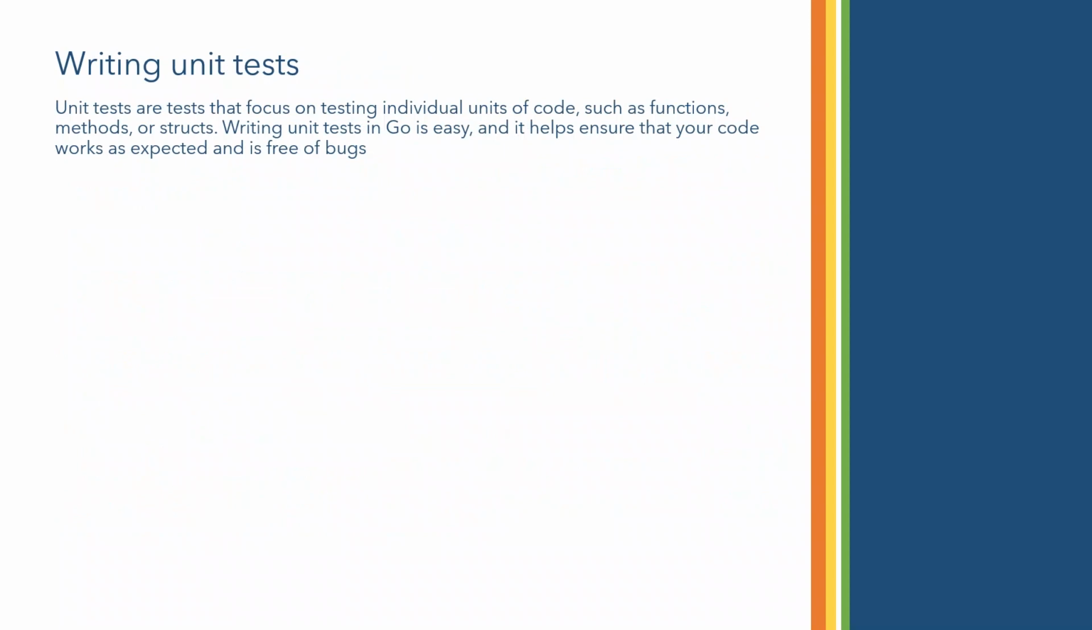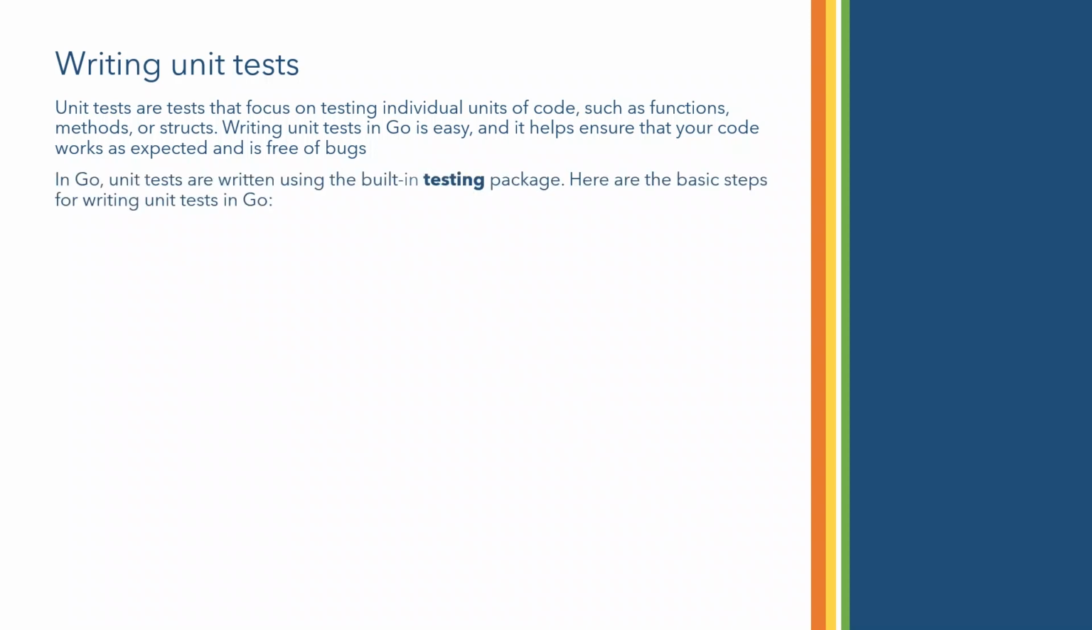Writing unit tests. Unit tests are tests that focus on testing individual units of code, such as functions, methods, and structs. Writing unit tests in Go is easy, as we discussed already, and it helps ensure that your code works as expected and is free of bugs. In Go, unit tests are written using the built-in testing package. Here are the basic steps for writing unit tests in Go. Create a new file with the _test.go suffix in the same package as the code you want to test. We'll go through an example to get more details.